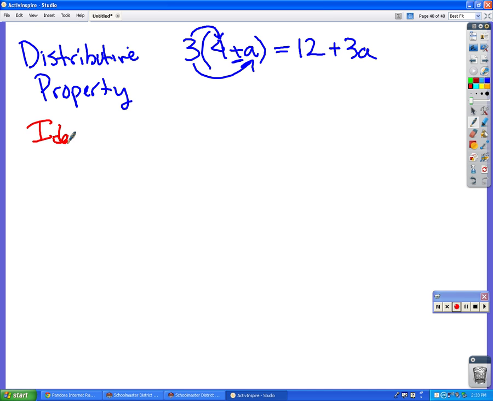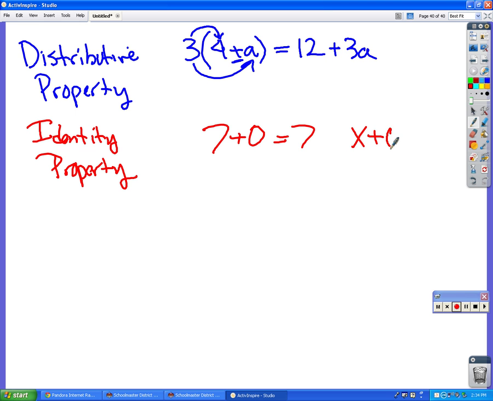Okay, 2 more that are kind of silly. You know these already. I don't know why we have to name them, but I didn't write the book. One is the identity property. When you are adding, what can you add onto something and have your answer be identical to what you started with? 0. So the identity property for addition is 0. 7 plus 0 is 7. Or you could generalize this for any number. x plus 0 is not going to change that at all. It's still going to stay what you started with.